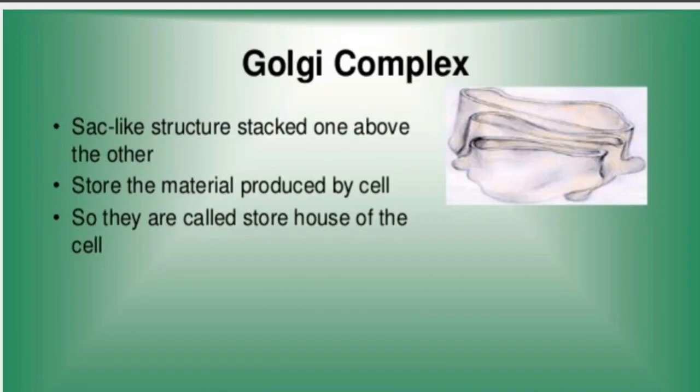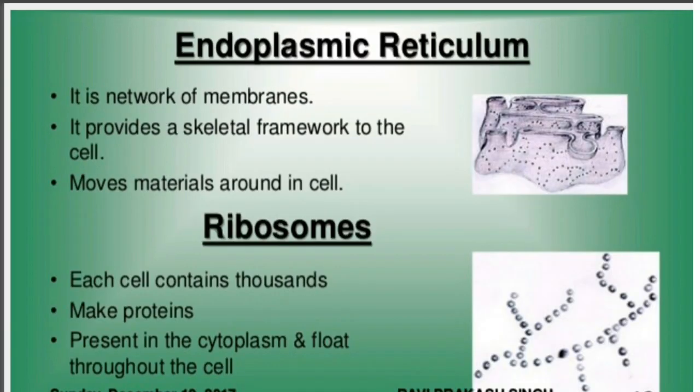Then we have the Golgi complex. These are sac-like structures, as you can see in the picture, stacked one above the other. They are flat sac-like structures found near the nucleus. They help in the storage and secretion of substances from the cell. So they are also called the storehouse of the cell. The Golgi complex is called the storehouse of the cell.